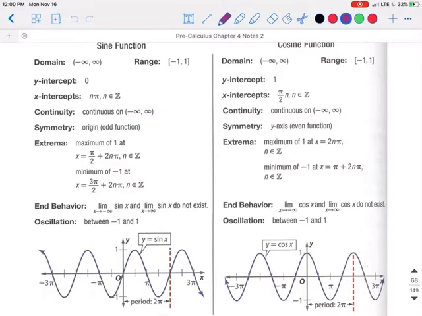The y-intercept will always start at 0. The x-intercepts are going to happen every n pi, as long as there's no type of transformation. It'll be continuous the whole way across.